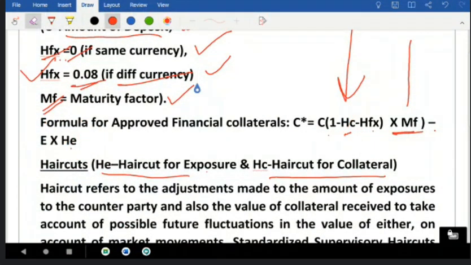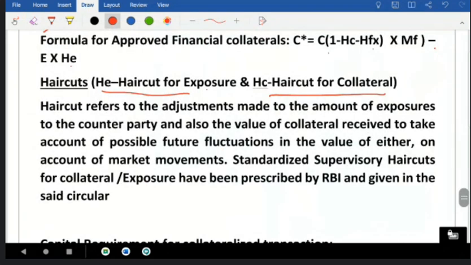I repeat once again here. C star equals C into (1 minus HC minus HFX) into MF, the maturity factor, minus E into HE. So we'll see what haircut is, because you'll be getting some doubts. What is haircut? It's not a normal human being haircut. Haircut refers to the adjustment made to the amount of exposure to the counterparty and also the value of collateral.